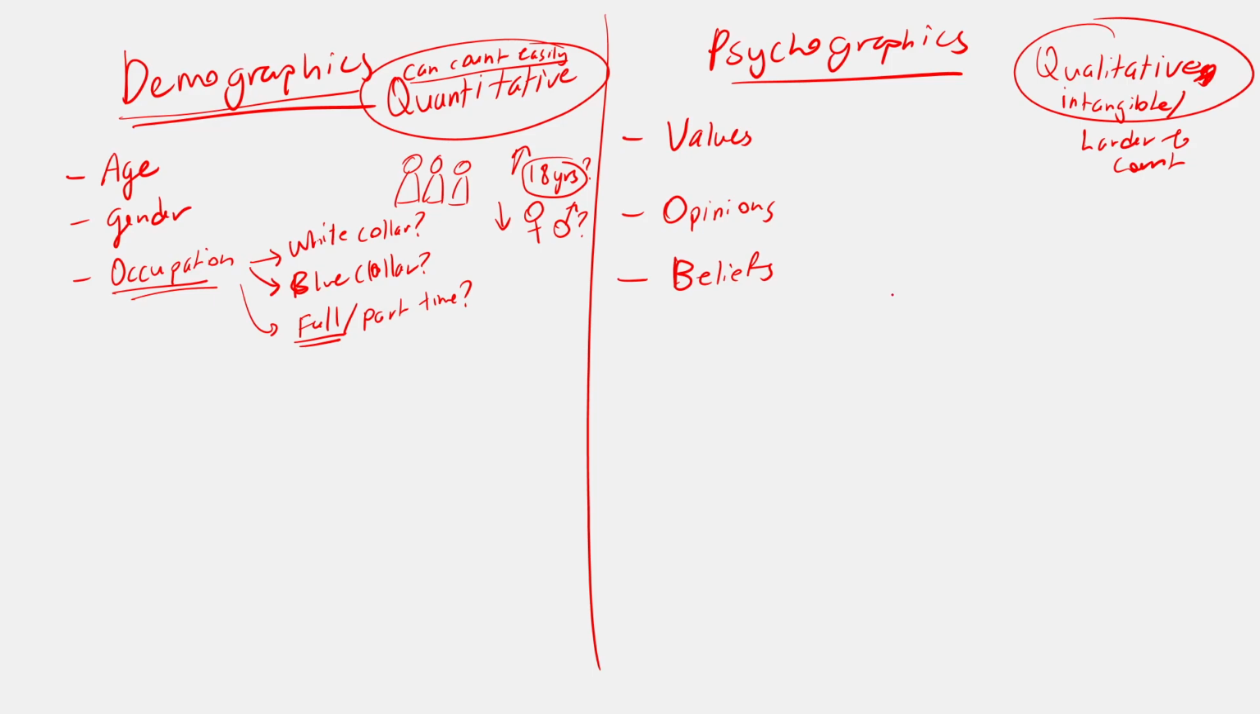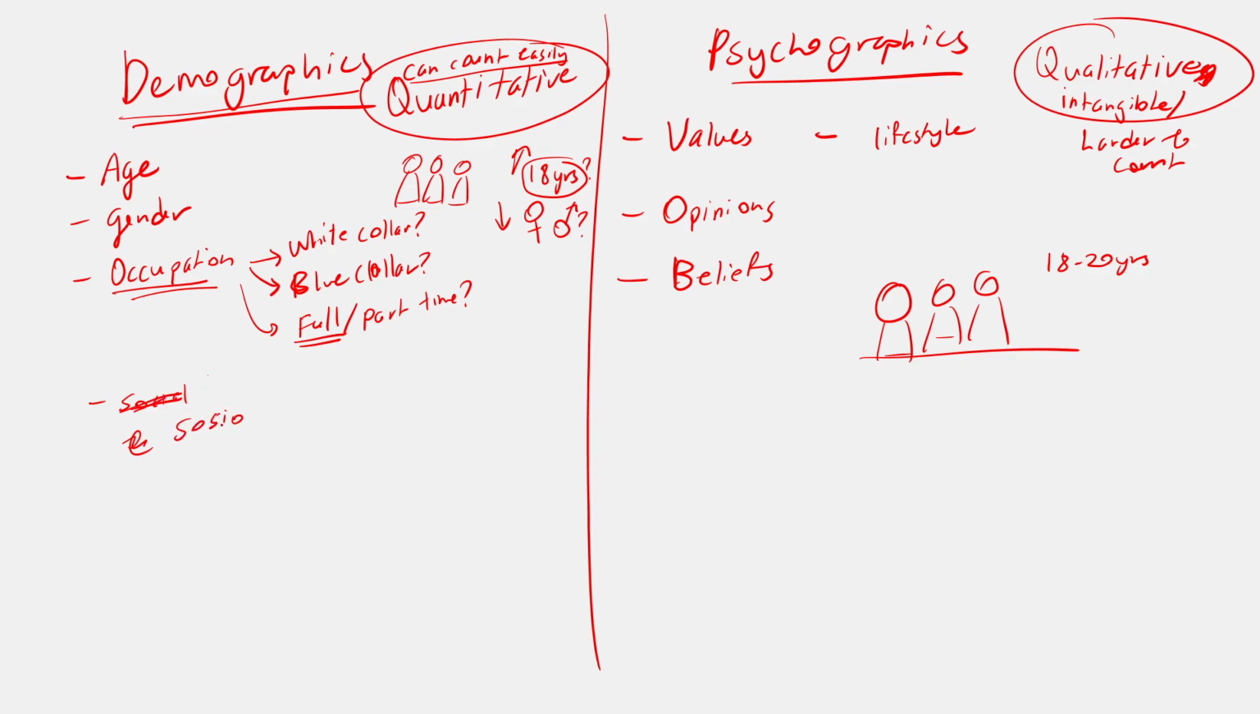Let's look at your class. All of you have very similar demographics. You are all within 18 to 20 years old. Anyone here who's 17 or 16 years old? Yes, as Ying Fu mentioned, correct. You can put lifestyle here. Social class is a little bit here, because of socio-economic status.